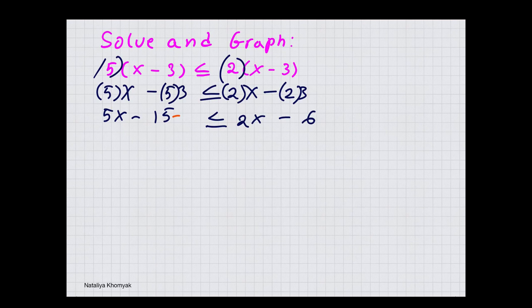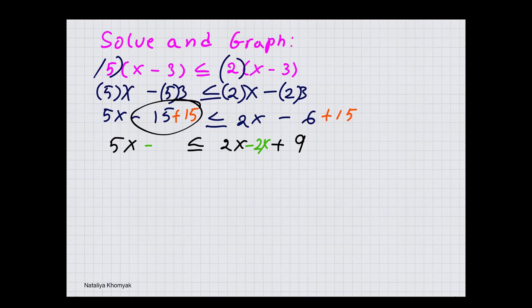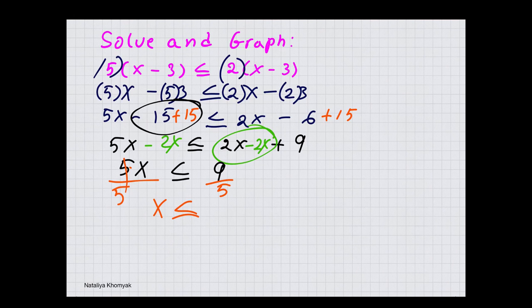Now we can solve. Plus 15, plus 15. So that's a 0. We have 5x less than or equal to 2x plus 9. Minus 2x, minus 2x. That's a 0. We have 3x less than or equal to 9. Divide by 3, this cancels. x has to be less than or equal to 3.